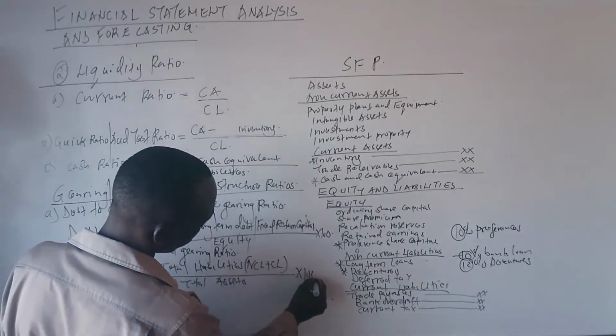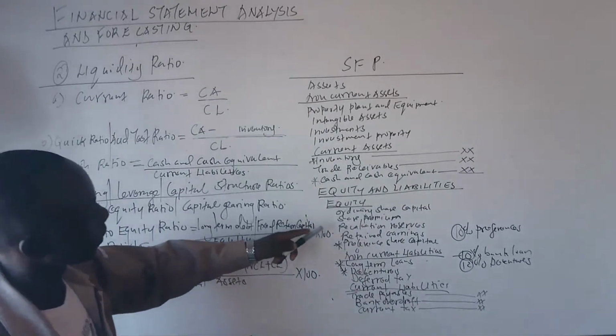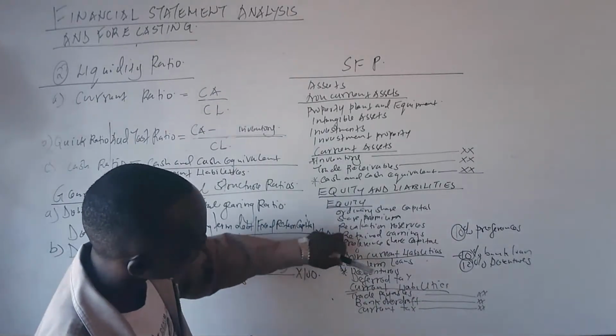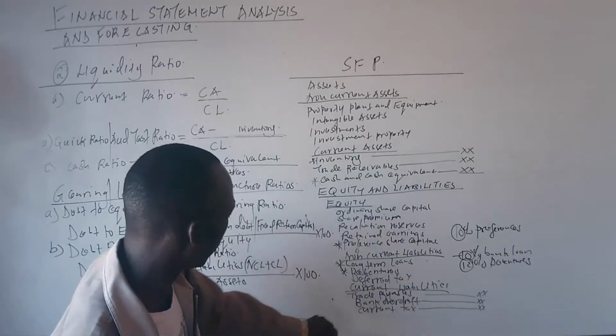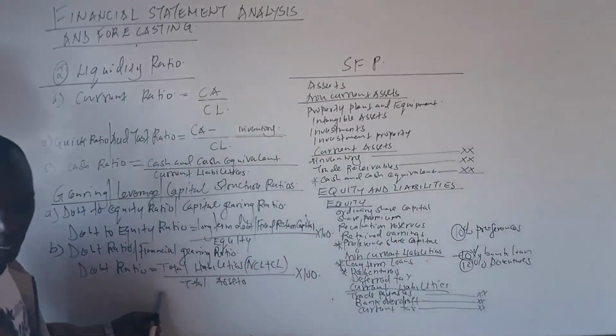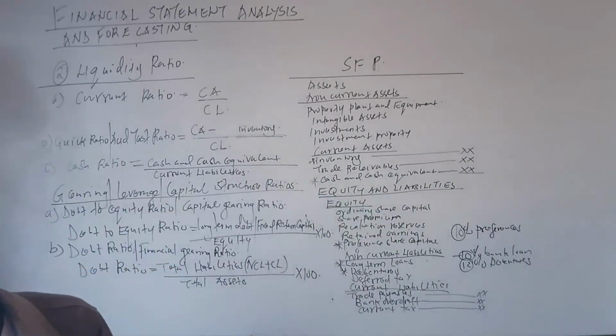Then you multiply by what? You multiply by 100. So therefore, if we go to our statement of financial position, you will be talking about non-current liabilities plus current liabilities, then you divide by the total assets, then you multiply by 100%. So that's about that.